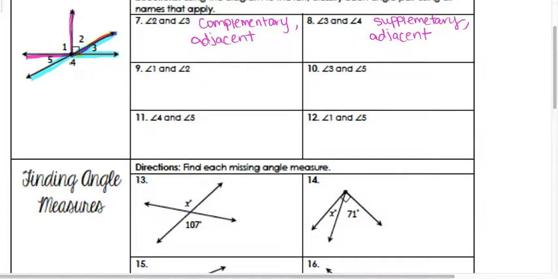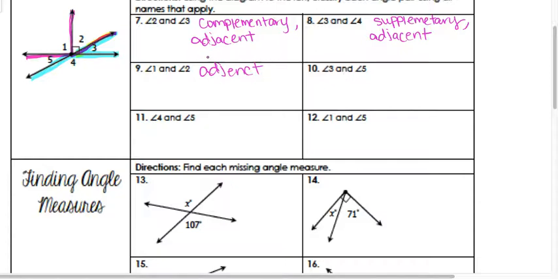So the only thing that I can see here is that it does have a side that is joining the 2. Okay, so it is adjacent, and that is it. Now let's go on to number 10. So now we're going to be looking at angle number 3 and angle 5.